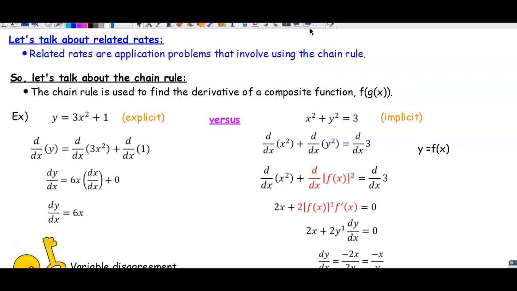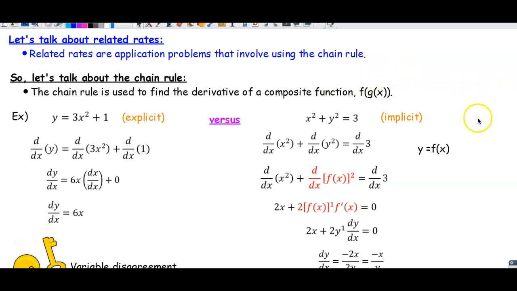Before we can talk about related rates, we have to figure out what related rates are. Related rates are simply application problems, meaning word problems, that involve using the chain rule or implicit differentiation. So let's go back and talk about the chain rule. The chain rule is used to find the derivative of a composition or composite function such as f of g of x. In this case, f is the outside function and g is the inside function. So let's look at two examples of using the chain rule and some implicit differentiation.